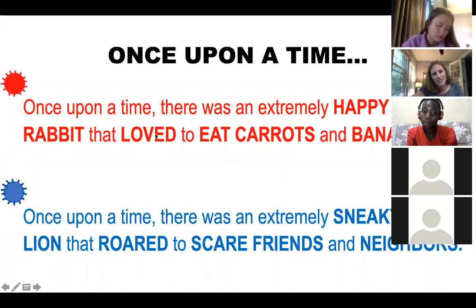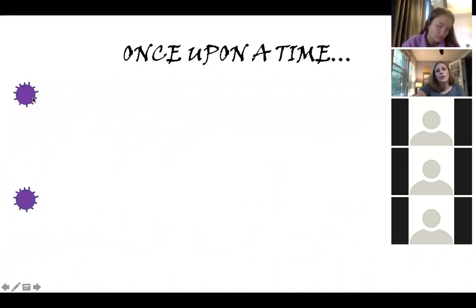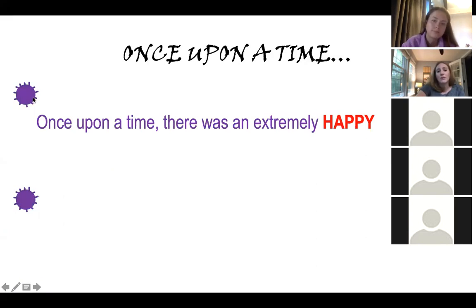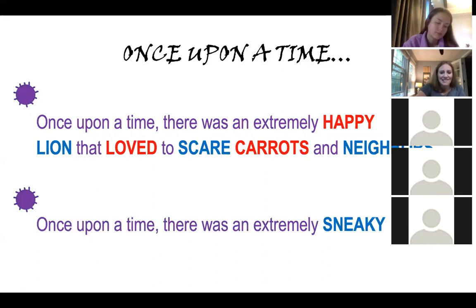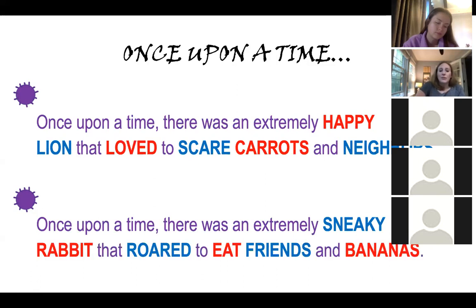But what happens when we mix and match different parts from different sentences? Let's see what the message actually is like. So with this purple sentence, it goes something like this. Once upon a time, there was an extremely happy lion that loved to scare carrots and neighbors. Okay. Or, once upon a time, there was an extremely sneaky rabbit that roared to eat friends and bananas. So a question for you, give me a thumbs up if you think that these mutations strengthened a sentence. Do you think the message got stronger with this? Thumbs up if you think so.